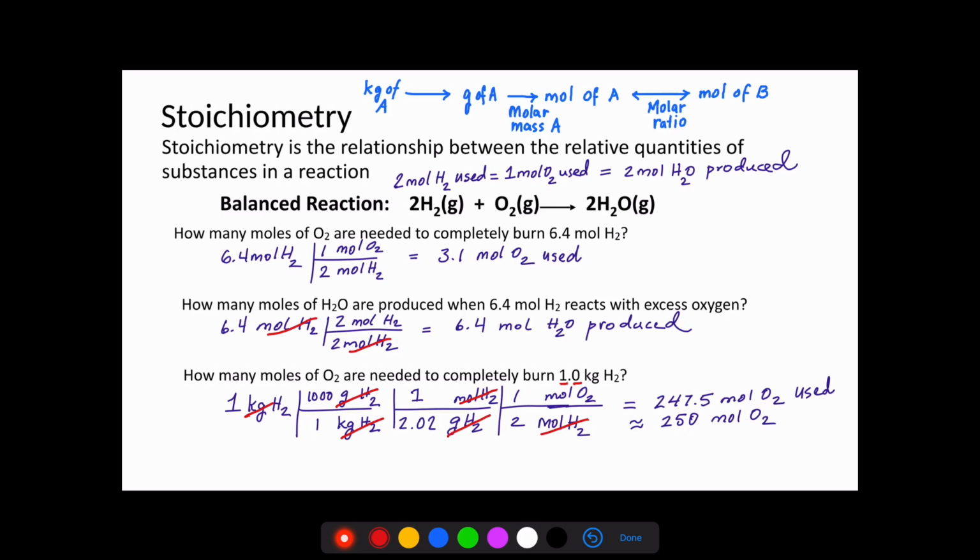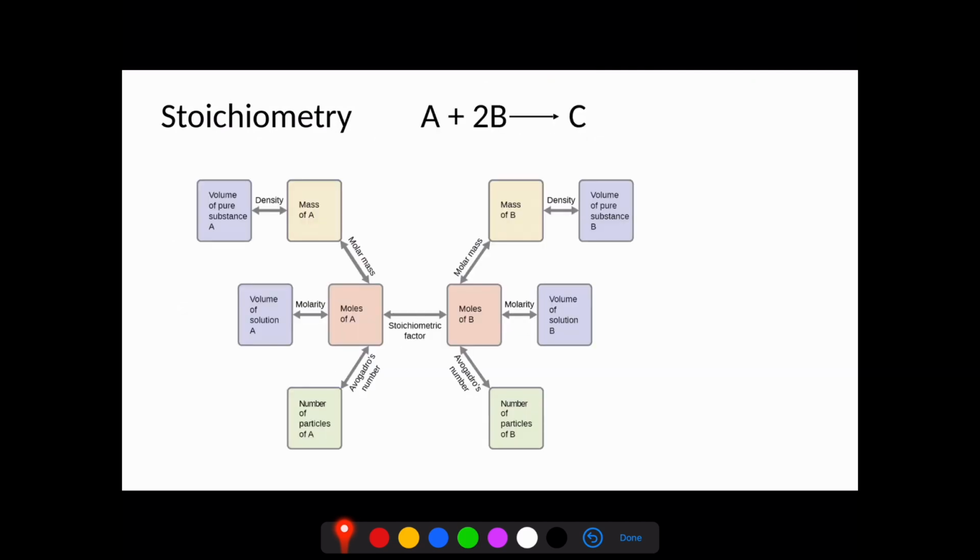So we can think of different variations of this problem. Okay? But the key is this, what you have learned here. Moles of one substance to moles of another substance using the molar ratio. Okay, instead of being directly given moles, you could be given grams. Or here's a nifty chart. This is your key, moles of A to moles of B using the stoichiometric factor or molar ratio.